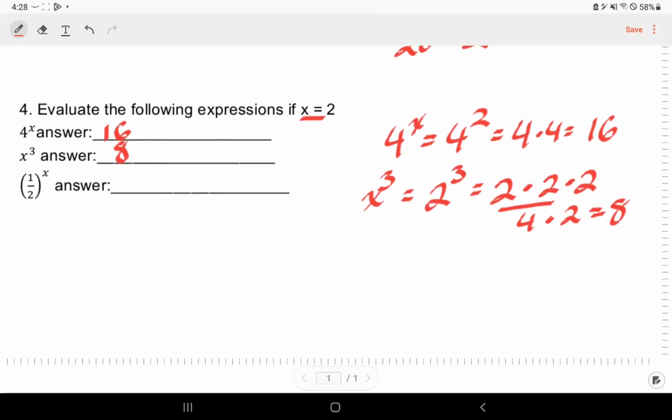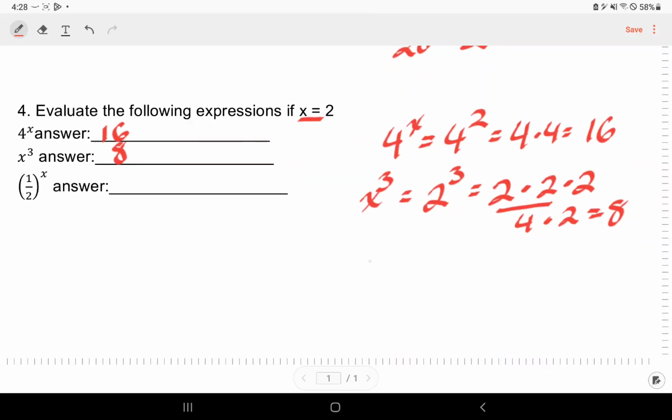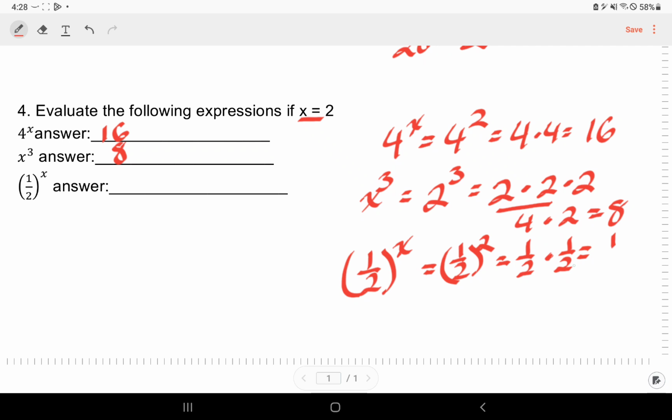And then for the last one, it's 1/2 to the x power. Well, x is 2, so that's 1/2 to the second power, which means it's 1/2 times 1/2. Well, 1 times 1 is 1. 2 times 2 is 4. And so our answer is 1/4. And that's the entire quiz.